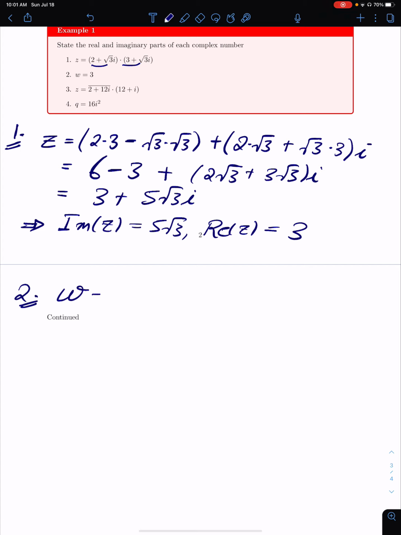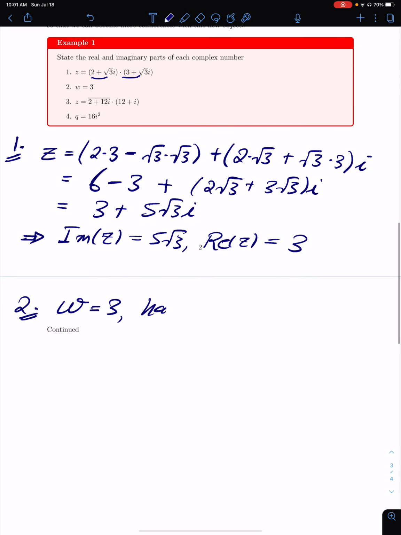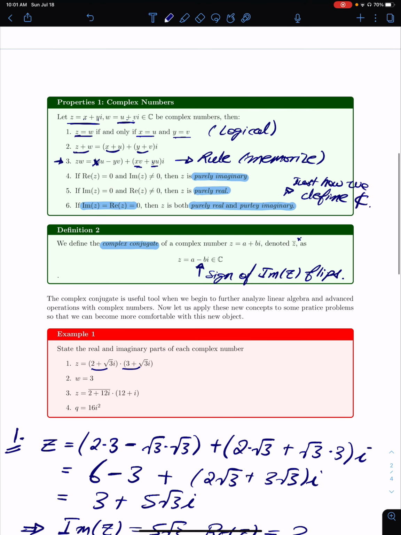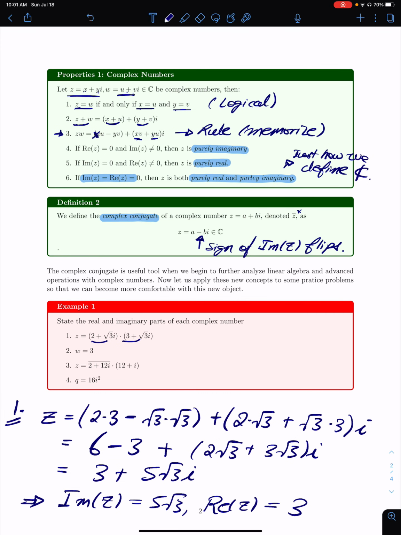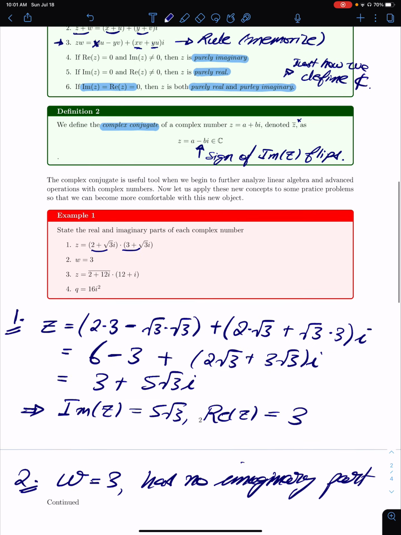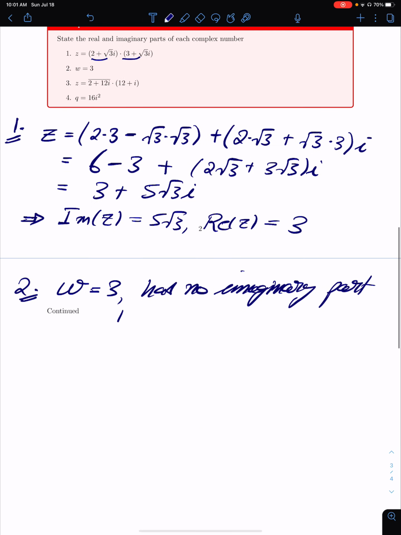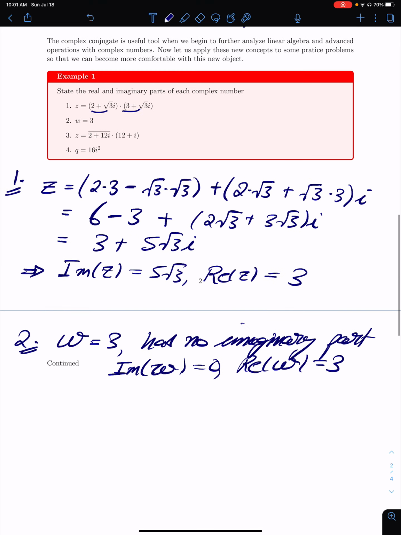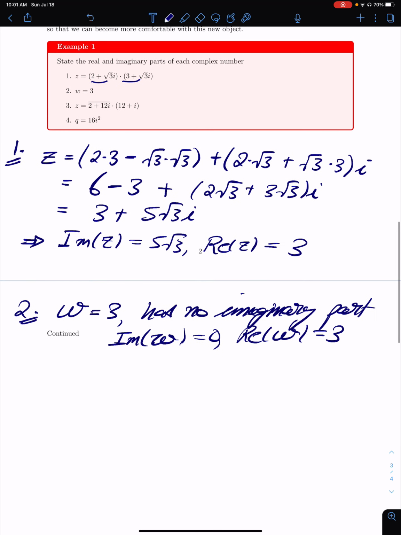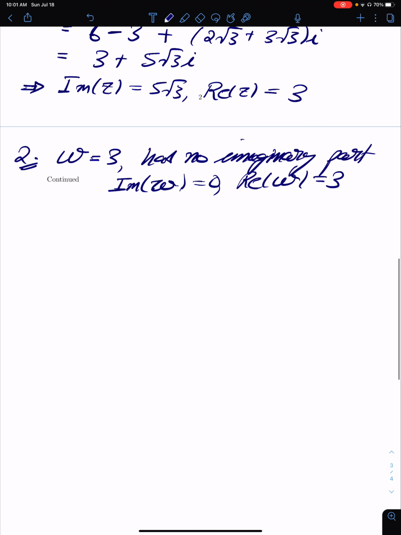Now, if we have a complex number equal to 3, recall this has no imaginary part. Recall from rule number 5, if the imaginary part is 0 and the real part is non-zero, then it's just purely real. So the imaginary part here is 0 and the real part is just 3. I know it seems easy, but you have to get comfortable with the idea of imaginary parts and real parts of complex numbers.